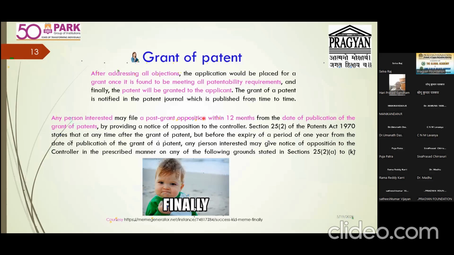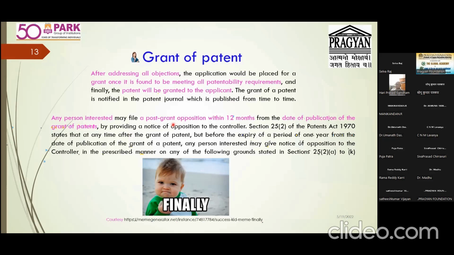After addressing all the objections, the application will be placed for grant once it is found to be meeting all patentability requirements, and finally the patent will be granted to the applicant. The grant of the patent is notified in the patent journal, which is published from time to time. As I said before, if you want to go for post grant oppositions, any natural person can apply. Even I can apply for you. I can help you.